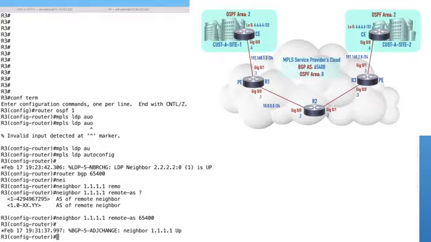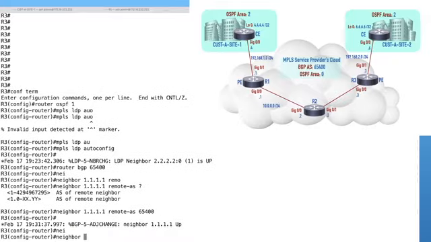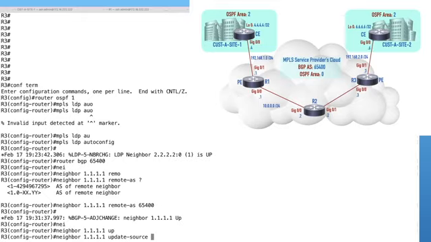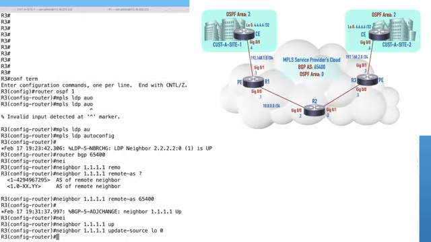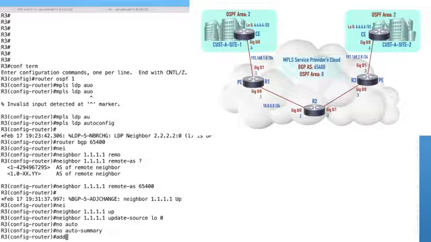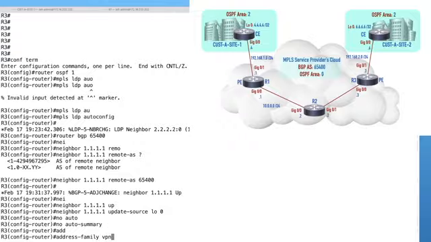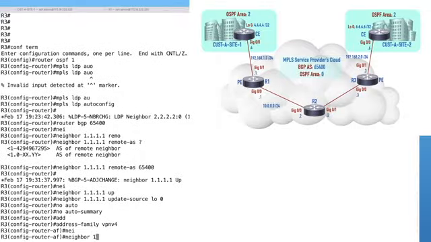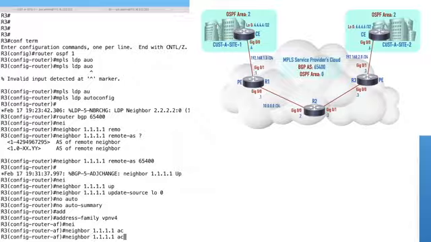And I should have an adjacency come up. I'm surprised we don't have an, oh, there it is. Just took a few seconds. You see that I now have an adjacency with R1. Excellent. Now I'm going to say, again, not required, I think it's just a good practice, for my neighbor at 1.1.1.1, my update source is going to be loopback 0. Again, I'll turn off auto summary. I'll set up an address family for VPN version 4. And I'll activate that neighbor, 1.1.1.1.